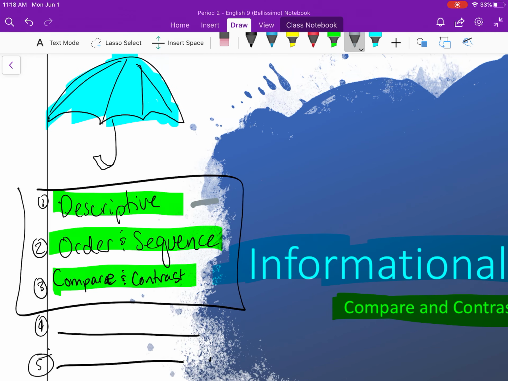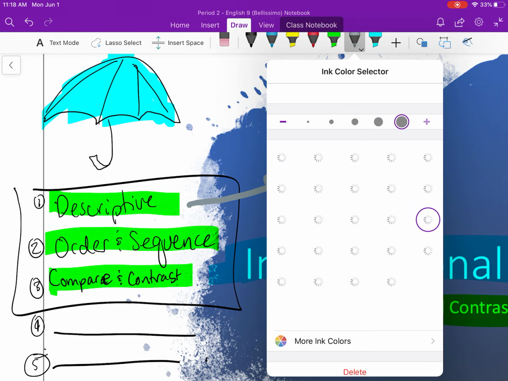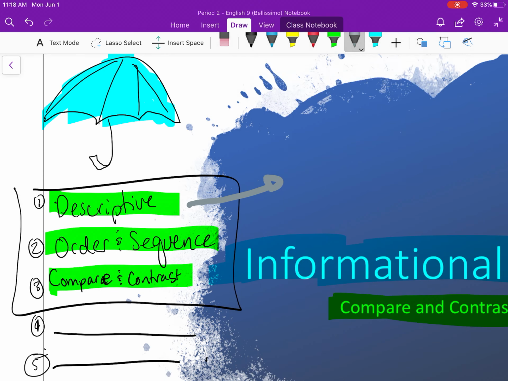So descriptive, right? We are describing things. Sorry, that was really big, let me make that smaller. We're describing things. What does it look like? How big is it? What can it do? What does it look like, basically, right?